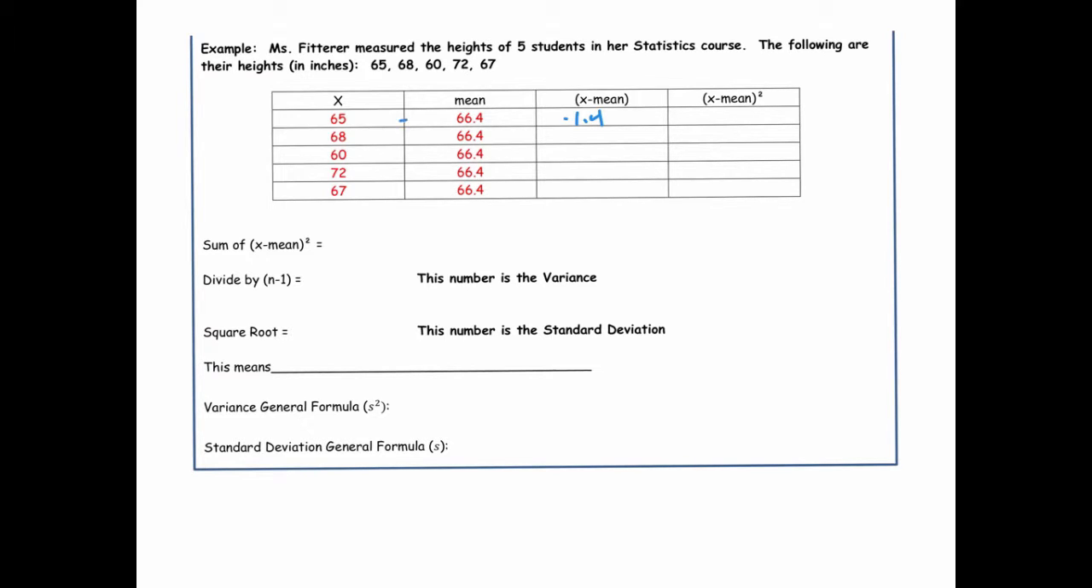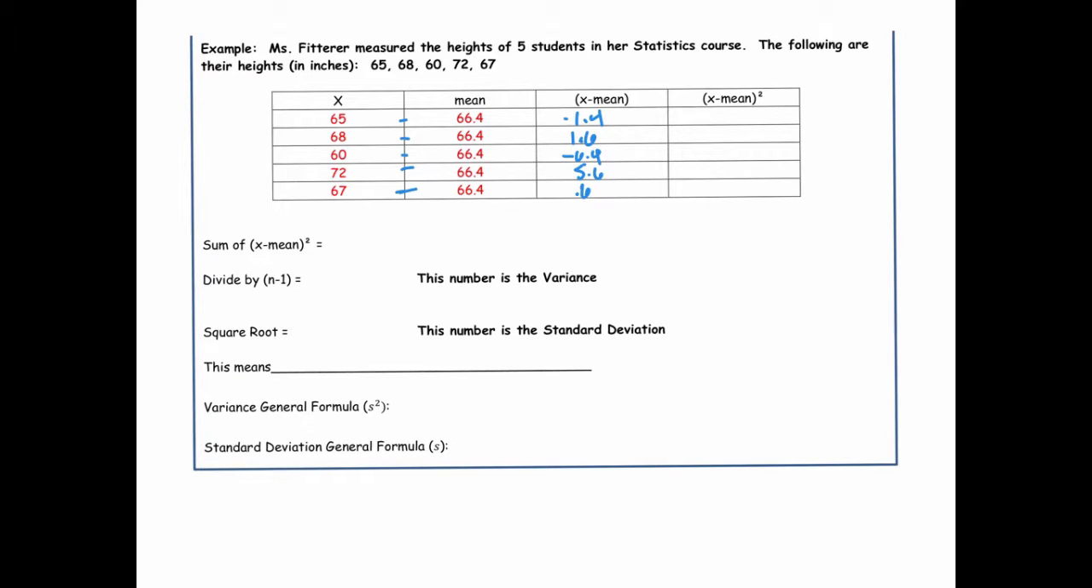I'll just put a subtraction symbol to indicate that's what we're doing. 68 minus 66.4 is 1.6. 60 minus 66.4 is negative 6.4. 72 minus 66.4 is 5.6. And then 67 minus 66.4 is 0.6.